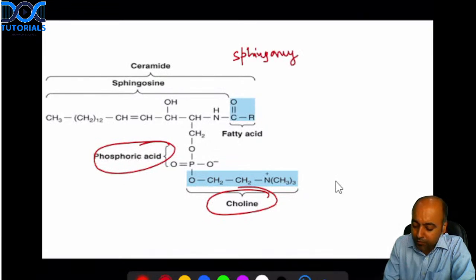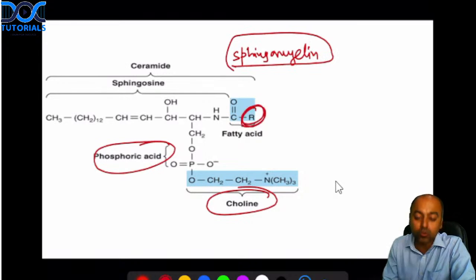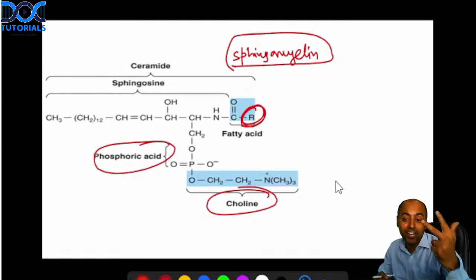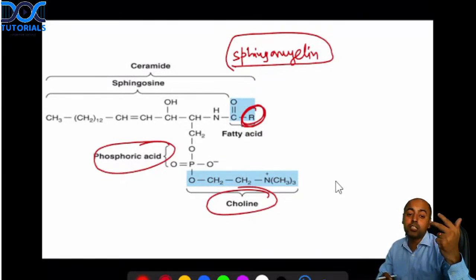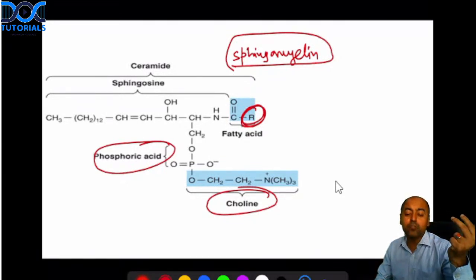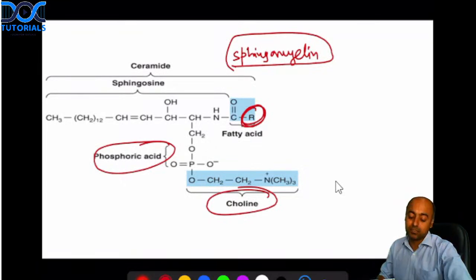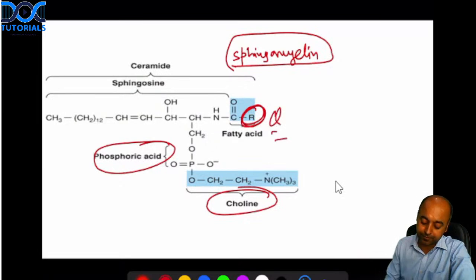The main difference to note is, when you talk about fatty acid, there is only one fatty acid in sphingomyelin. In the phosphatidic acid, we had 2 fatty acid. So keep in mind, in the glycerophospholipid, we have 2 fatty acid, whereas in the sphingophospholipid, we have only 1 fatty acid. This is important.